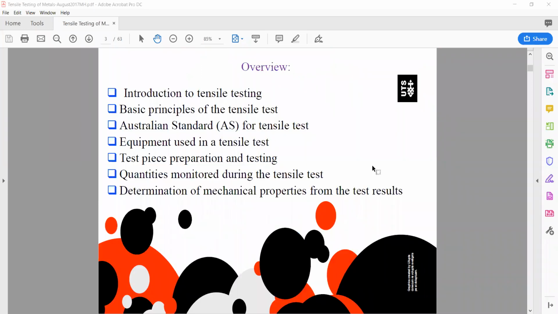As you see, the contents of this document are an introduction to tensile testing, the basic principles of tensile testing, the Australian standard for tensile testing, what equipment is used, how to prepare the sample, what quantities or parameters are monitored, and then the mechanical properties that you get from the result.